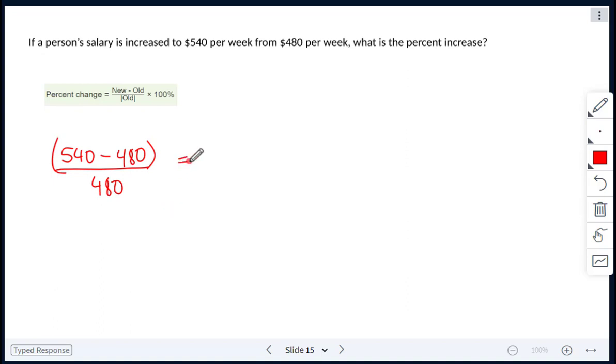Okay, so 540 minus 480, we get 60. Divide that by 480, we get 0.125. We lastly just have to multiply that by 100 to put it into percent. So multiply that by 100 and we get 12.5%. All right, so I just have to show here that I did multiply by 100.